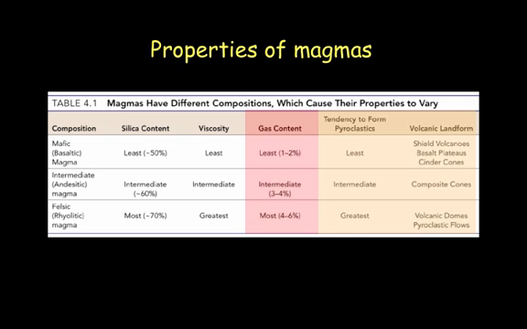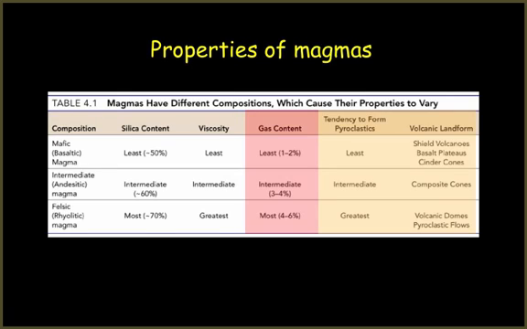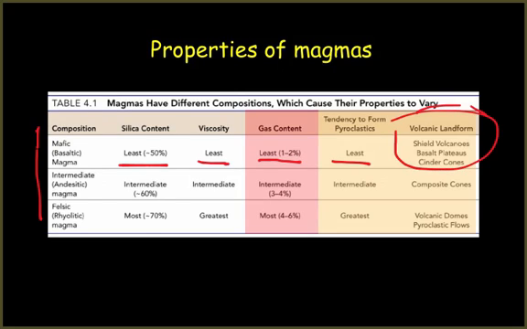And looking at mafic to felsic magmas, this summarizes some of these properties we've been talking about. The mafic magma has the lowest silica content, and the effect of that is it has a low viscosity. The gas content is lower, also having an effect on the viscosity. It's not explosive, and so it doesn't tend to form pyroclastic material. And it forms these shield volcanoes or cinder cones that are only mildly explosive.